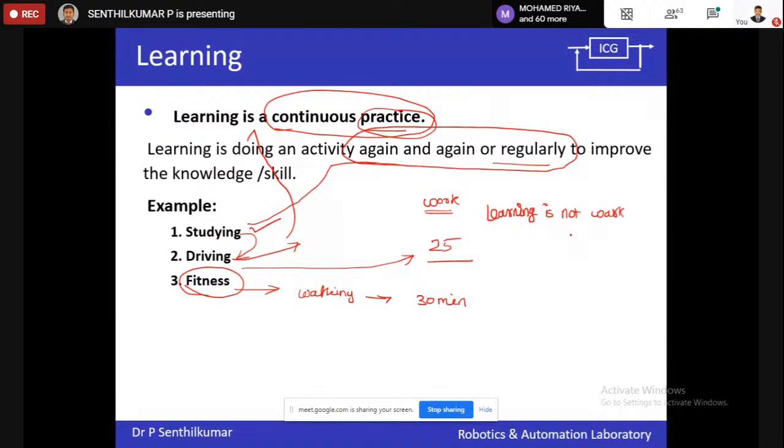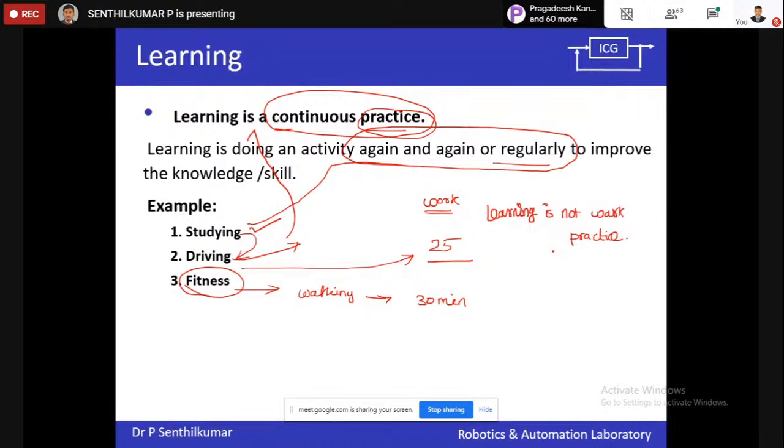So learning is a practice. It's a habit that you have to practice again and again. So that you should keep in your mind. Whatever the subject you study, the semester starts at week 1. So week 1 of a semester means what? Week 1 to week 15. So you have to study every week.